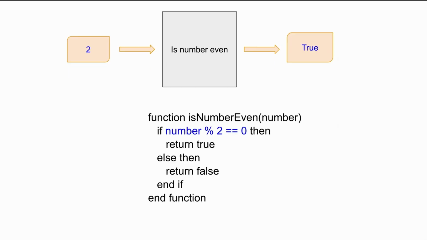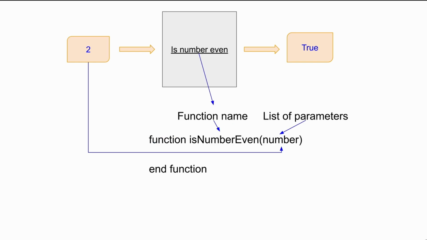Let's see how the is number even box will look as a function. First, we are using the word function to say that this is a function, followed by the name we want to give the function. Function names can't have spaces, so we are keeping the same name without spaces. Then, we have between parentheses the list of parameters this function receives, which in this case is a number. We can name these parameters however we like, and we can use these parameters inside the function body later.